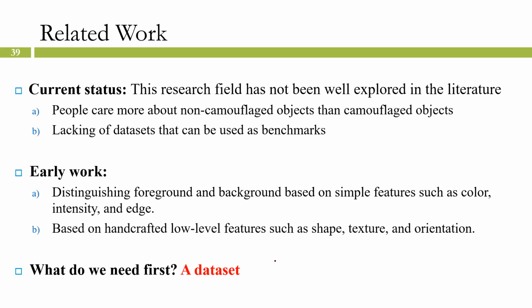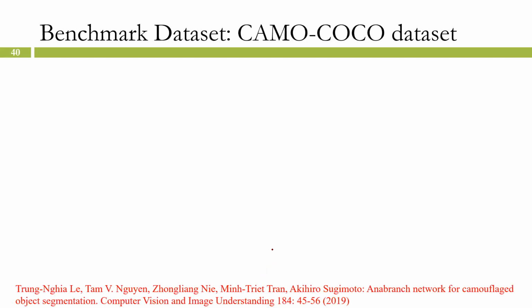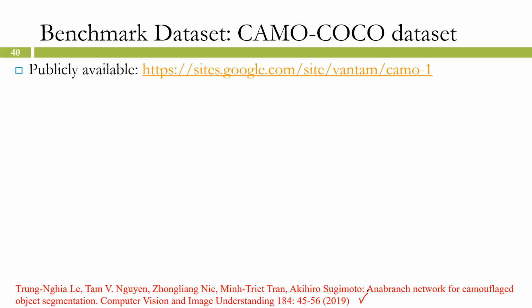So where should we start? We should have a dataset first. So that's why the story begins. We collected a dataset named the CAMO-COCO dataset. This is a work published in CVIU 2019. The dataset is available on my website. And we have two subsets, one with non-camo and one with camo.